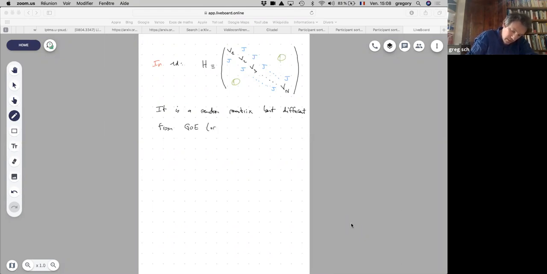Or Wigner matrices that we discussed the other day. And there are two things which are in particular different. The first one is that there are many zeros in this matrix. When n is large, eventually this matrix is essentially empty. This is called a sparse matrix, so the matrix H is sparse.